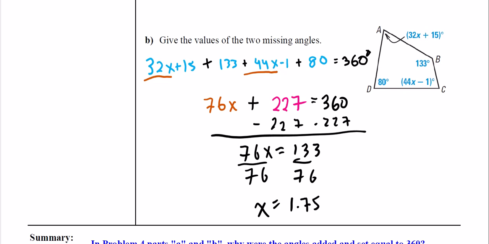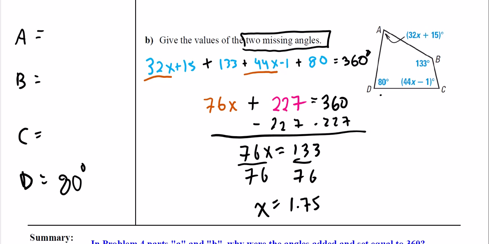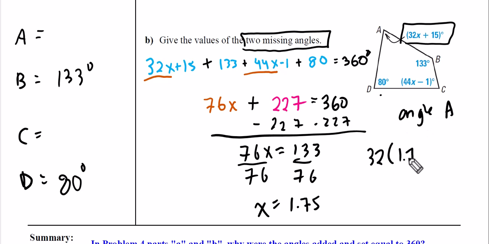Now, this is the value of x, but the problem is not asking for the value of x. The problem is asking for us to find the 2 missing angles. Now, we know that D is 80 degrees. We know that angle B is 133 degrees. That was also given as well. A is this right here. And we know that x is 1.75. So for example, for angle A, if we were to go ahead and plug in that 1.75 for x, we would get 71 degrees.